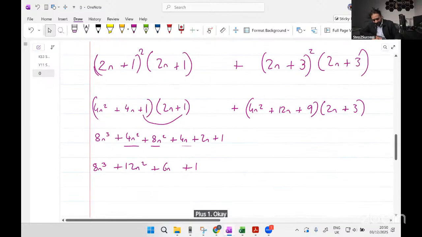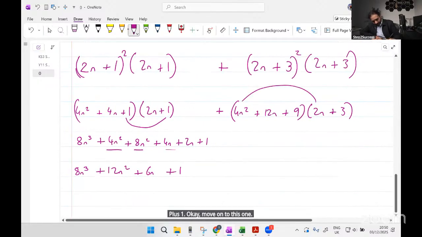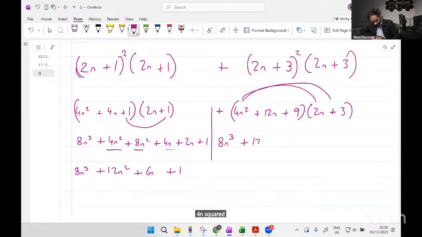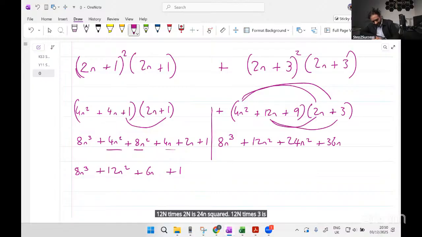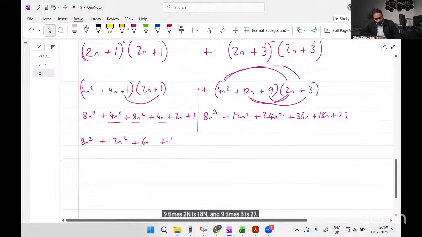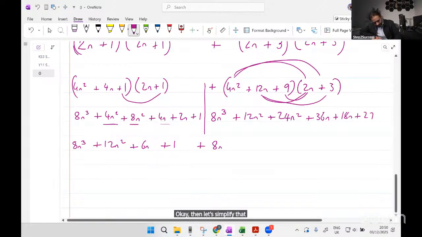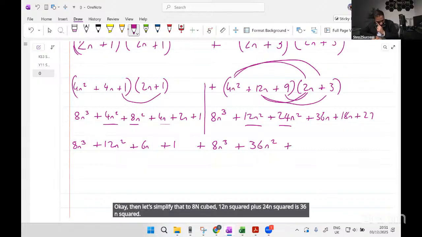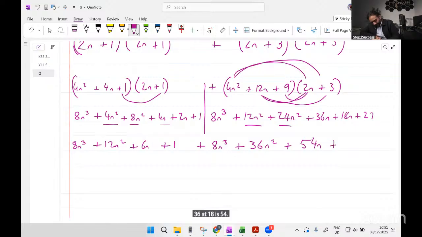Okay, move on to this one. 4n squared, let's draw a line here. 4n squared times 2n is 8n cubed. 4n squared times 3 is 12n squared. Move on. 12n times 2n is 24n squared. 12n times 3 is 36n. 9 times 2n is 18n, and 9 times 3 is 27. Wow. Okay. And then let's simplify that to 8n cubed. 12n squared plus 24n squared is 36n squared. 36 add 18 is 54, plus 27.